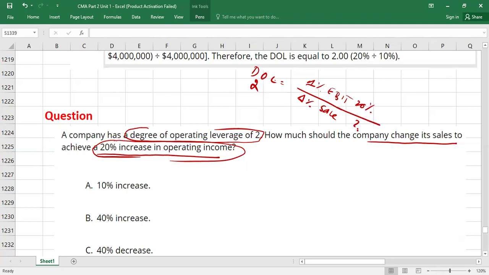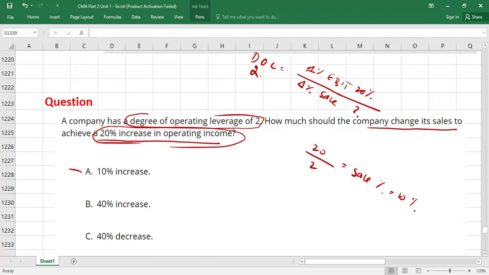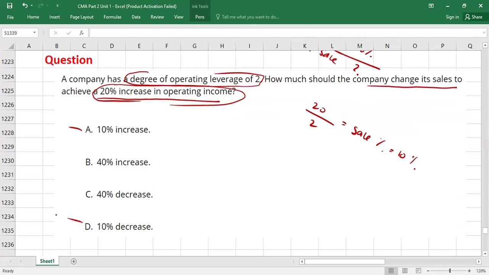So how will you calculate now, guys? Simply, the formula will be this way. You will take 20% divided by 2, equals the percentage change in sales. So 20 by 2, the answer will be 10%. Now the question is whether that 10% is an increase or decrease. Because he told you 10% increase here and 10% decrease here also. Is the answer a 10% increase or decrease?